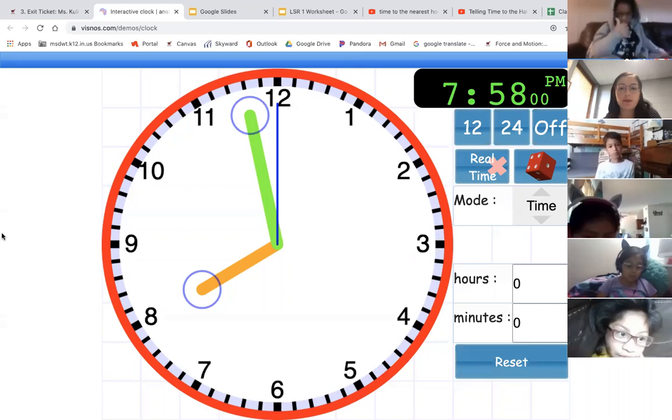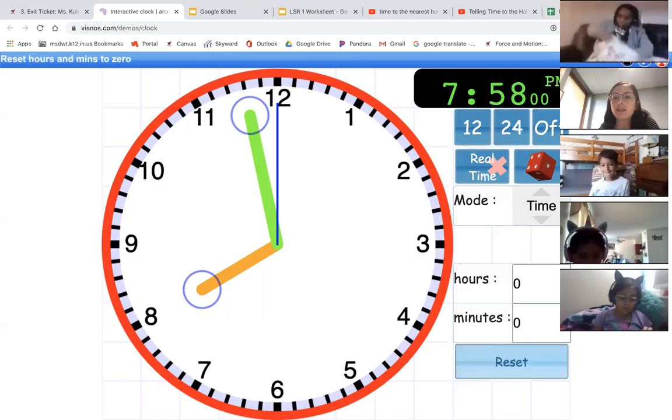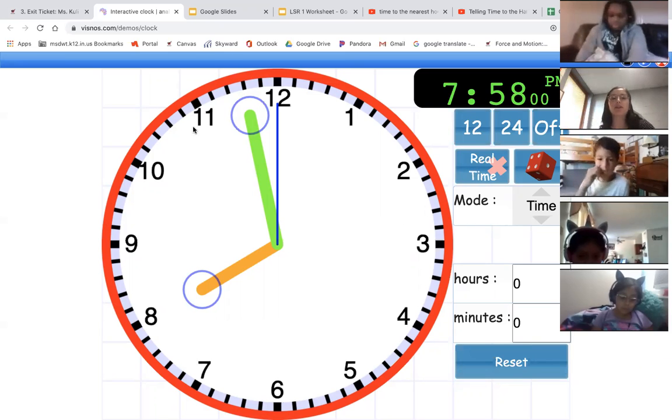Yeah, thumbs up if you could see my clock. Good. Okay. Here's my clock. We're going to be doing some practicing together, okay? And we're going to be using our chat. But right now, I just want you to watch, okay?